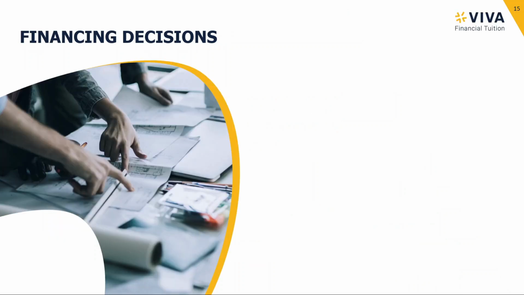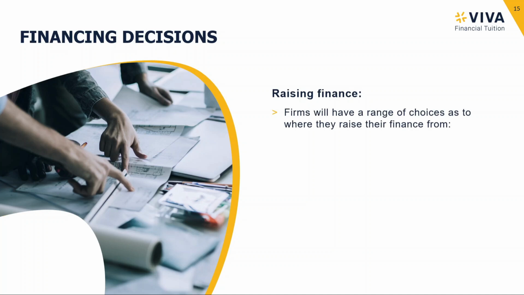The next key decision for our finance manager is the financing decision. There are two key elements to this. Firstly, the raising of finance. So firms will have a very wide range of different choices as to where they can raise their finance from, and we will explore this in more detail. But we know that the two main groups here are either equity, mainly coming from our shareholders, or debt, raising debt from investors or banks.